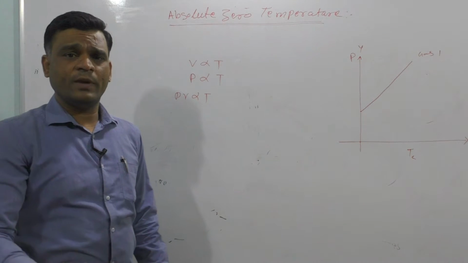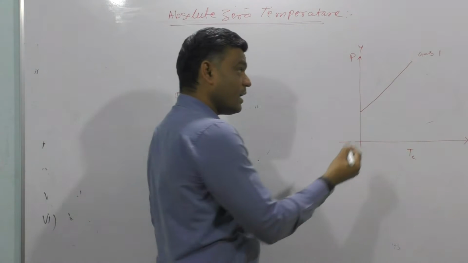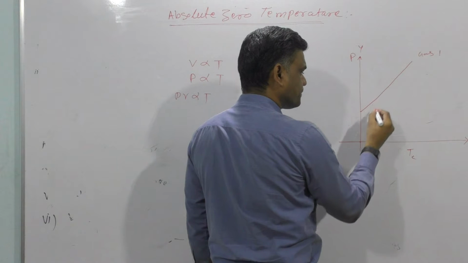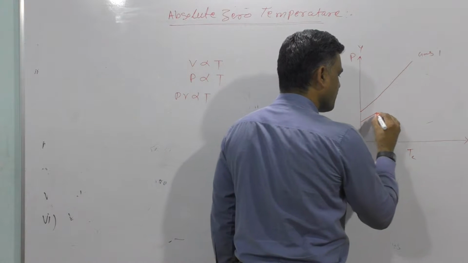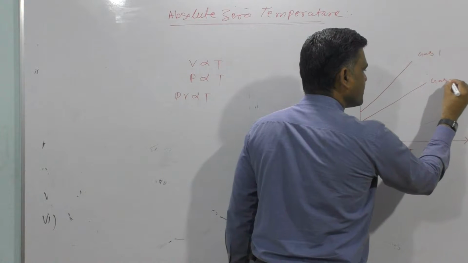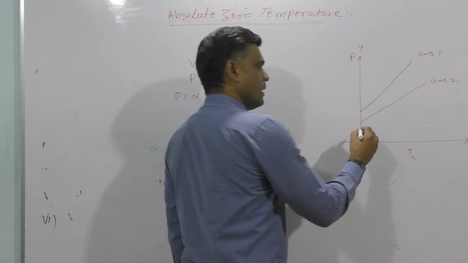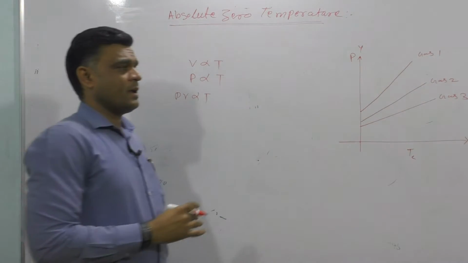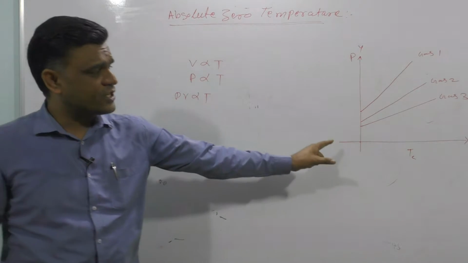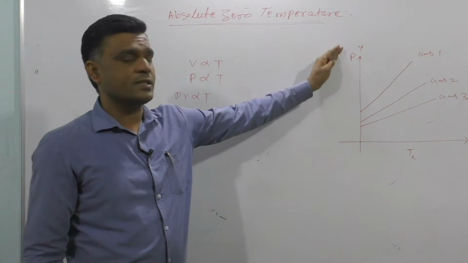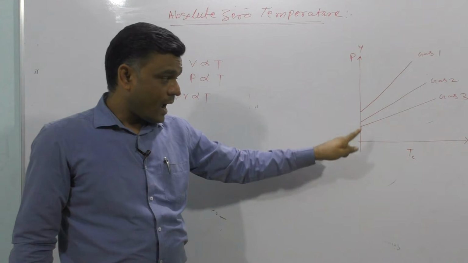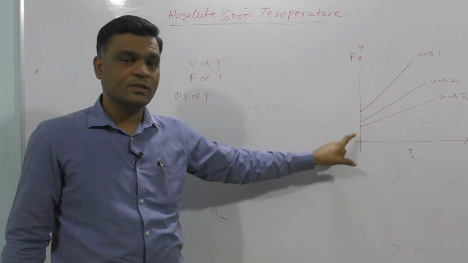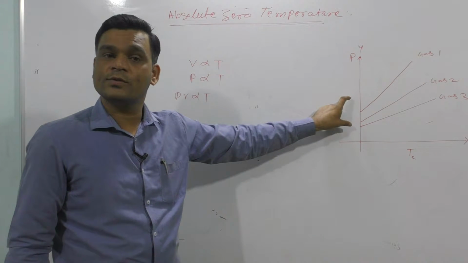I perform the same experiment with another one. Again I obtain the same nature in case of another gas also. Say gas 2. Again one, say gas 3, and so on. They are different gases, and I obtain the same nature. As the temperature increases, pressure also increases. But remember that at 0 degree Celsius, the pressure of the gas is not 0. There exist some values.